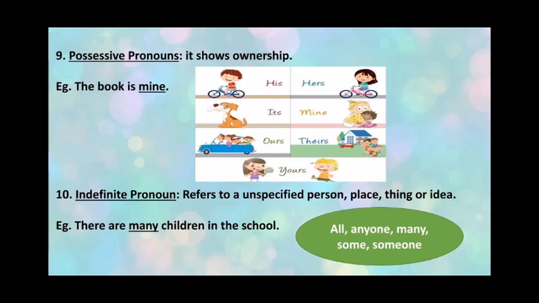The 10th one is indefinite pronoun. It refers to an unspecified person, place, thing, or idea. Words like all, anyone, many, some, and someone are the words for indefinite pronouns. For example, there are many children in the school. So in this, we have many. That is the indefinite pronoun.